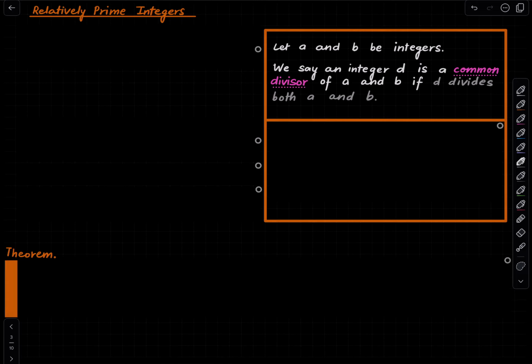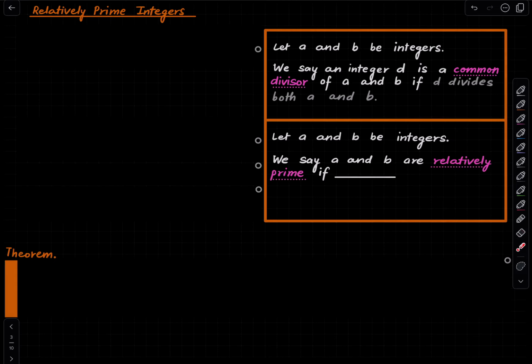It's a very simple definition. We say that a and b are relatively prime if the only positive common divisor is 1. So note that 1 is always a common divisor. You pick any two integers, of course 1 will divide both of them.